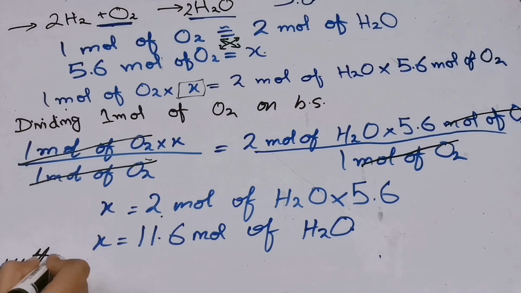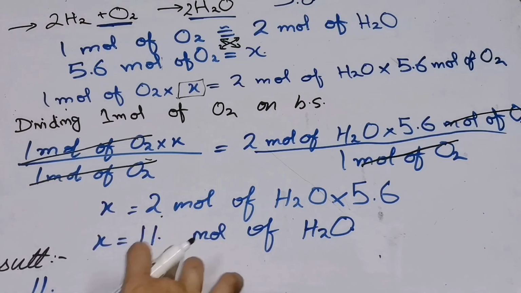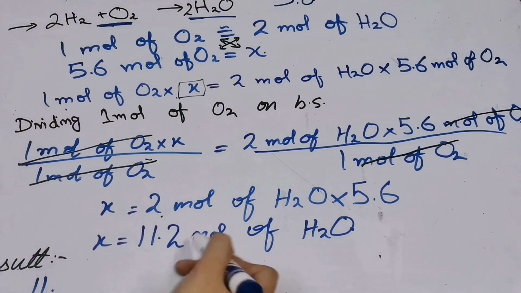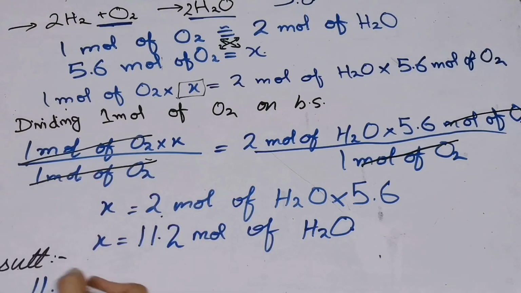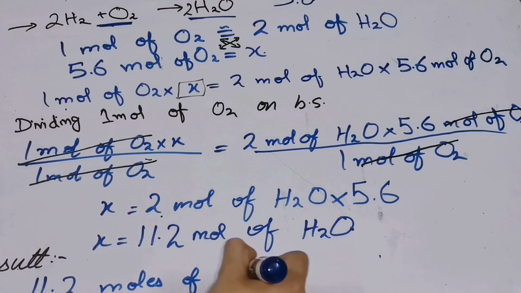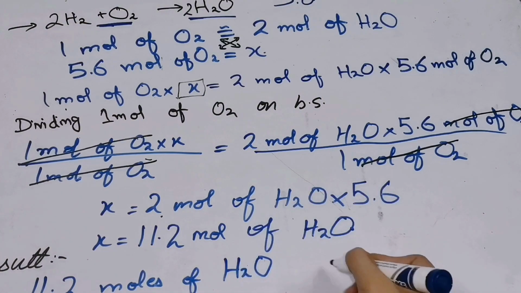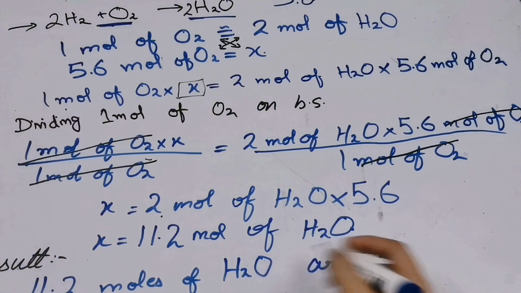So in the result, we will write that we will get 11.2 mole of H2O. So in the result, you will write 11.2 moles of H2O are obtained.